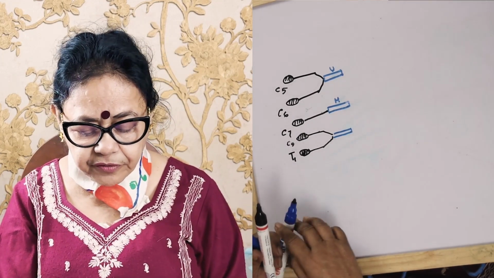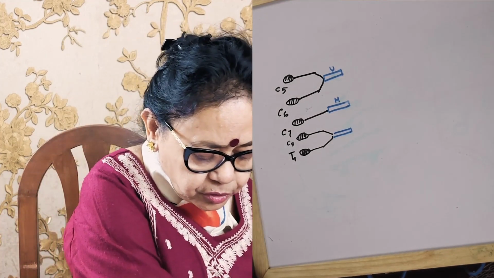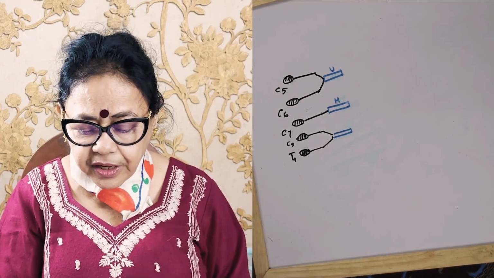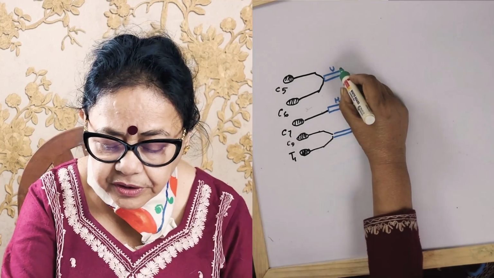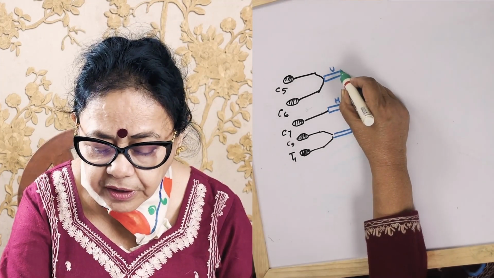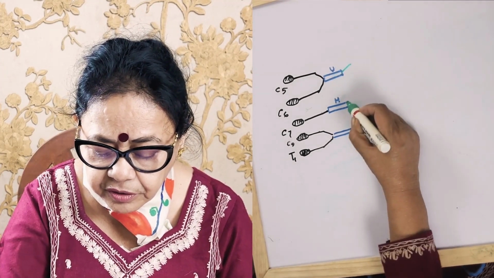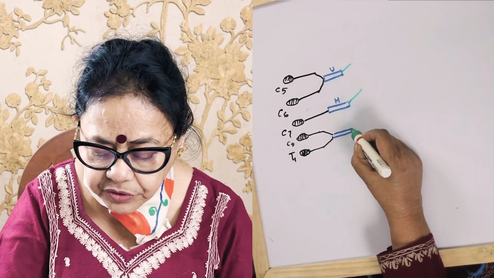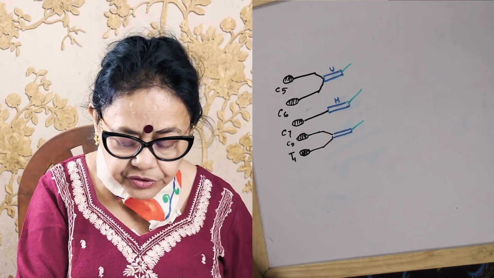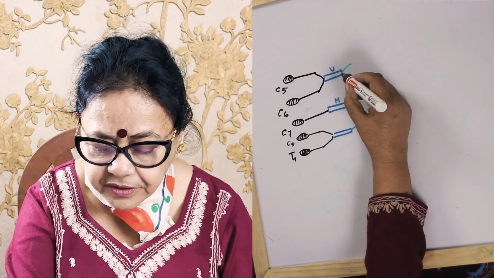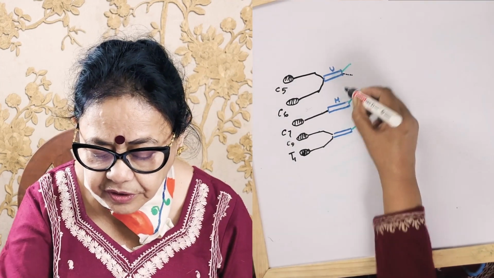Now each trunk divides into two. One is the anterior division, another is the posterior division. So you will see it divides into two. These are the anterior divisions of the nerve, and the posterior divisions you will get here.